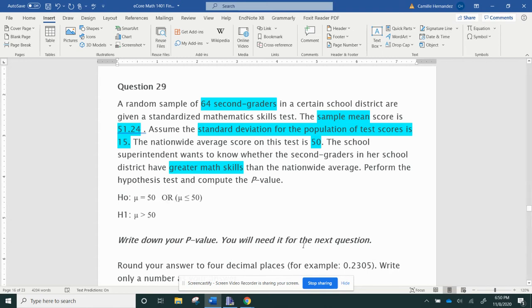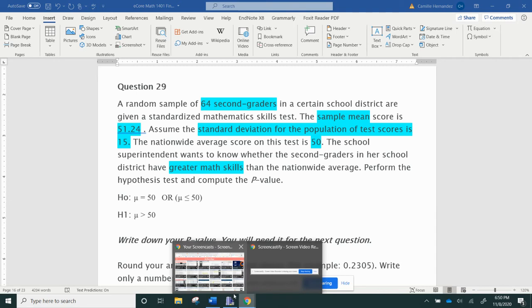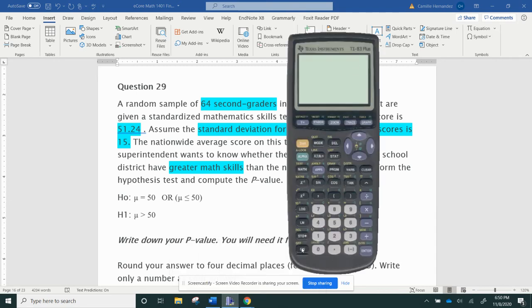Okay, so what I'm going to do is I'm going to get my calculator. I'm going to turn it on, and then I'm going to go to stats. I'm going to go over to test, and I'm going to go to Z test. I'm going to scroll over to stats because I'm going to put in statistics. All right, so the mean, the average mean is 50. The population standard deviation is 15.